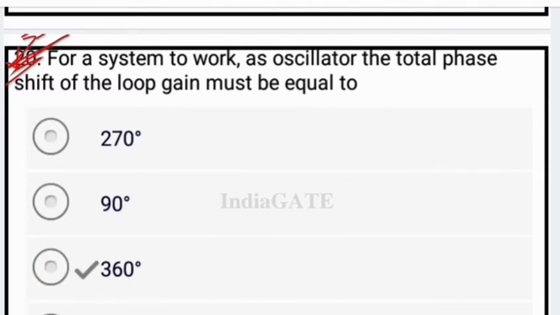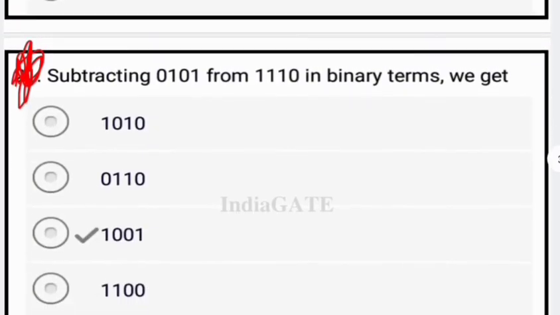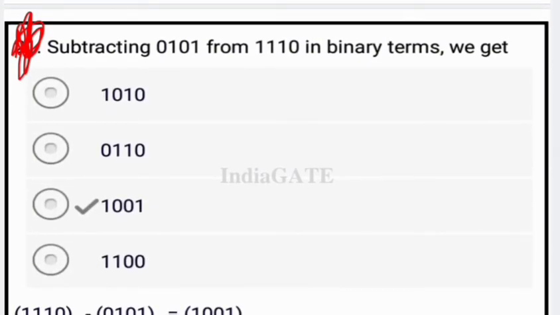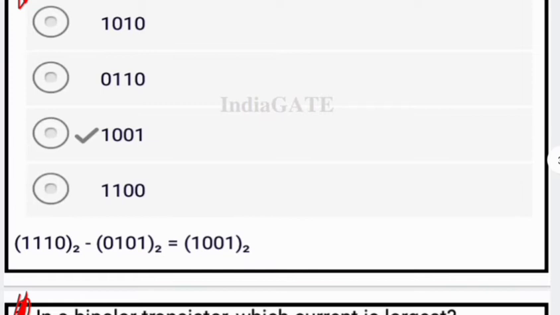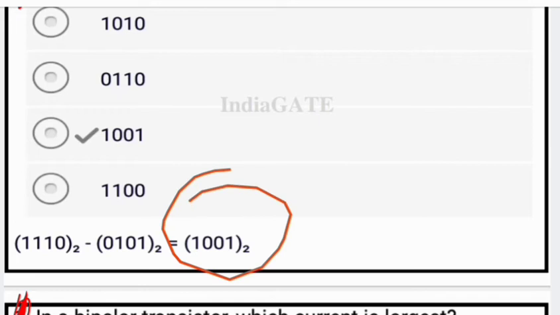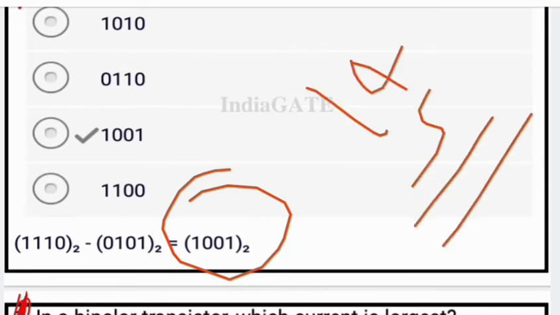Okay, now come to the next question, that is your subtracting 0101 from 1110 in the binary term, we get what? So it is very easy, and come to the solution of this question. So when we subtract the two binary numbers, we get 1001, and here 1110 is representing the 14, and 14 minus 5 is what? That is your 9, and 9 is your correct answer.